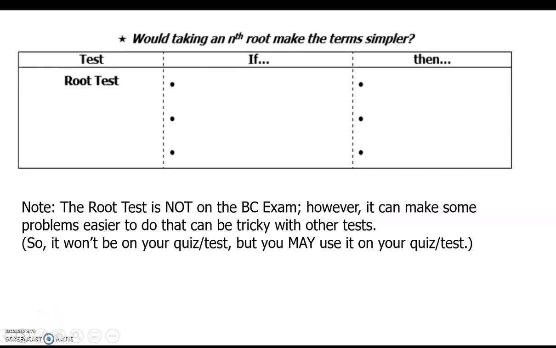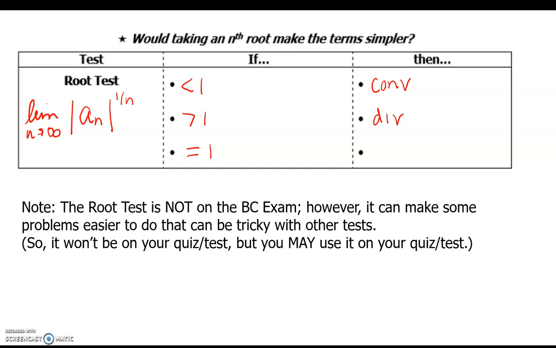So the root test. What is the root test? The root test is another limit. It's the limit as n goes to infinity of the absolute value of a sub n to the 1/nth. So when we're doing the root test, same things can happen. The limit can be less than 1, it can be greater than 1, or that limit could be equal to 1. If that limit is less than 1, it converges. If that limit is greater than 1, it diverges. And if it is equal to 1, no info, and you hope that there's a better test for you to try.